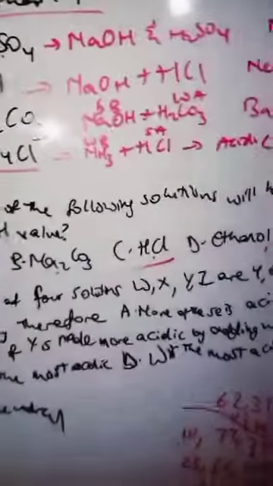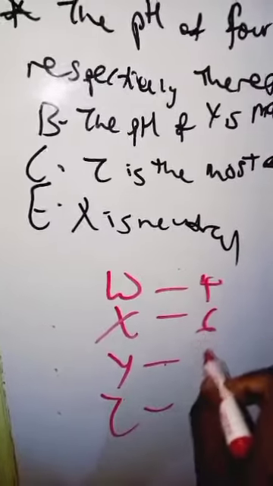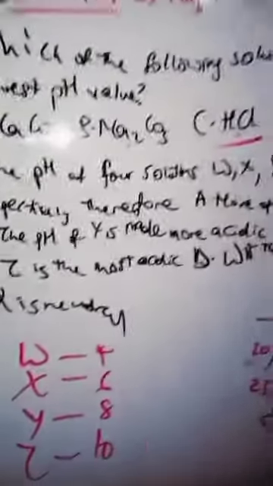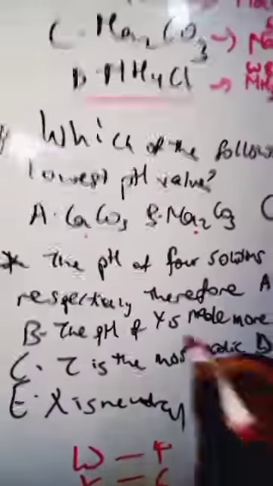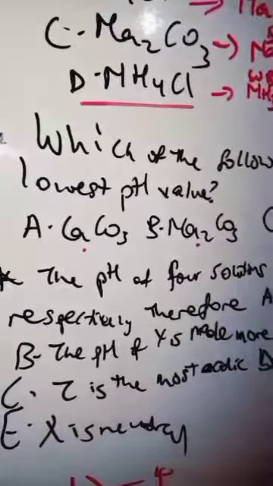The pH of our 4 solutions, W, X, Y, Z, are 4, 6, 8, 10. They said none of these is acidic. No, that's not correct. The pH of Y is made more acidic by adding water. No, that's not correct. You don't make a solution more acidic by adding water. Besides, Y is even basic. They said Z is the most acidic. Is that correct? Z is basic.